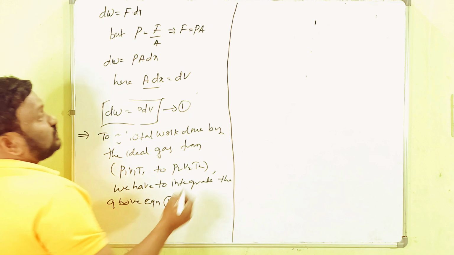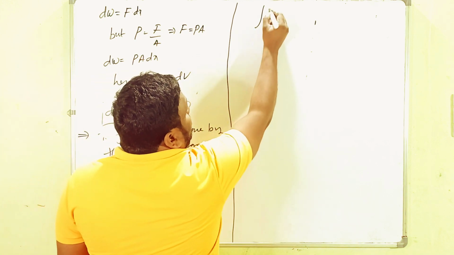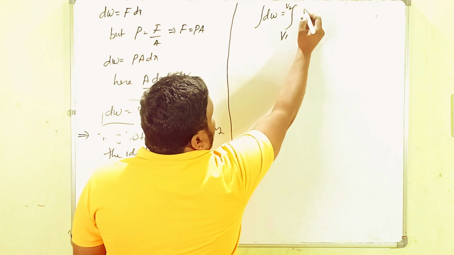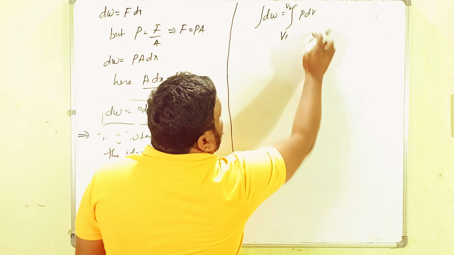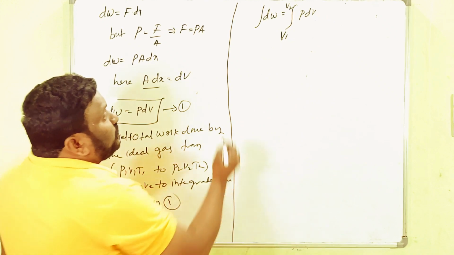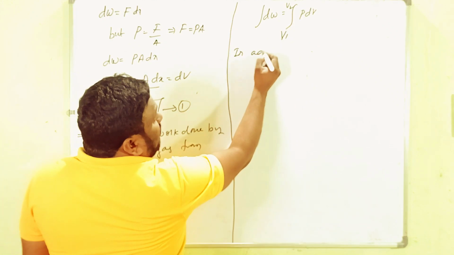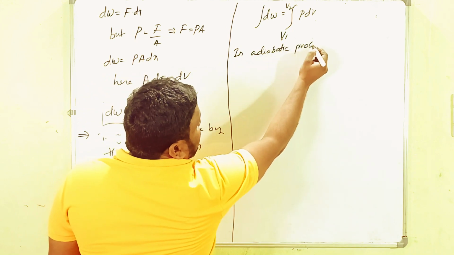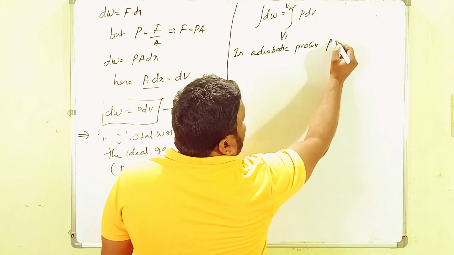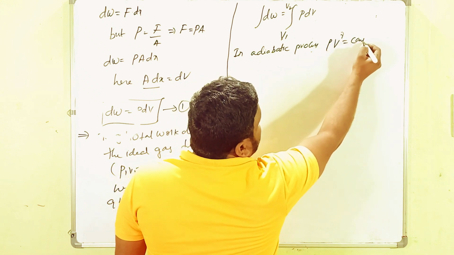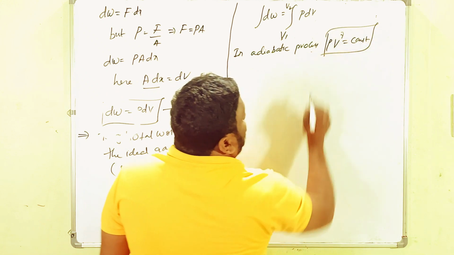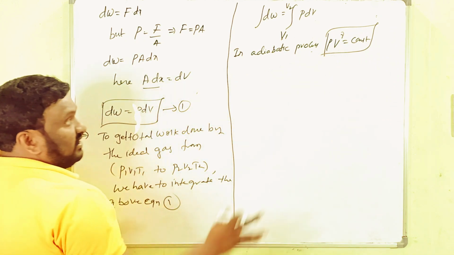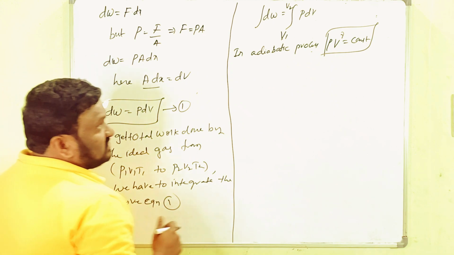Clear children? So dW is equal to the integral from V1 to V2 of P dV, we have taken. Clear children? So dear students, in an adiabatic process, one condition is there, that is PV to the power of gamma is equal to constant. Clear? P is the pressure, V is the volume and gamma is the ratio of molar specific heats.